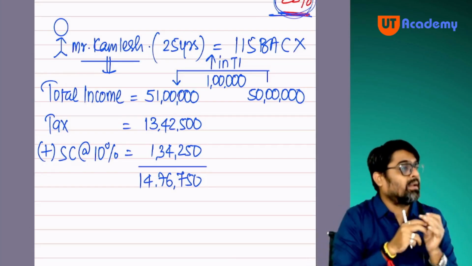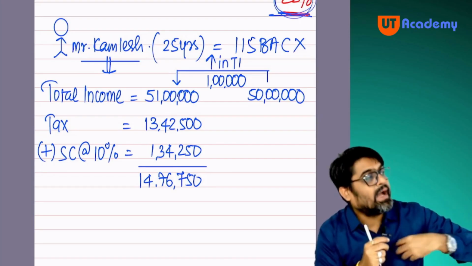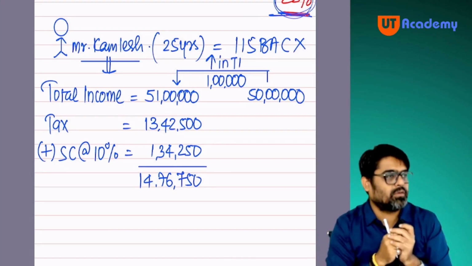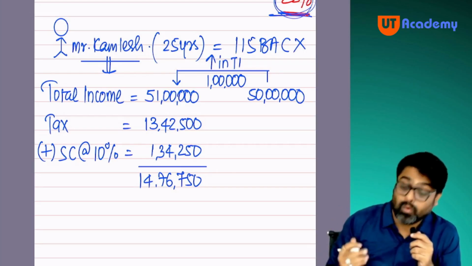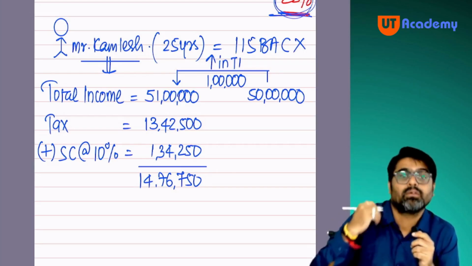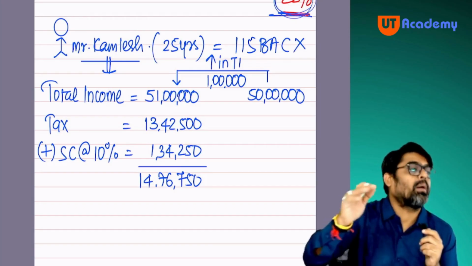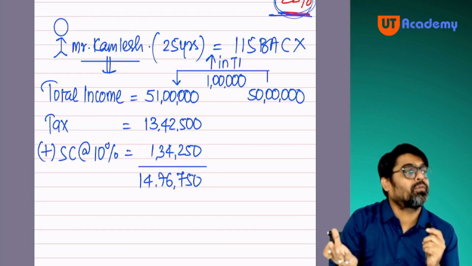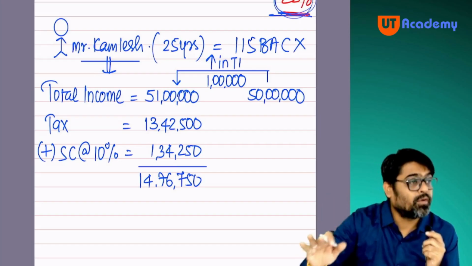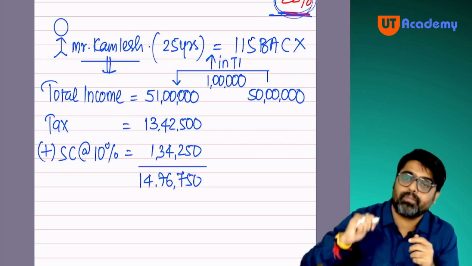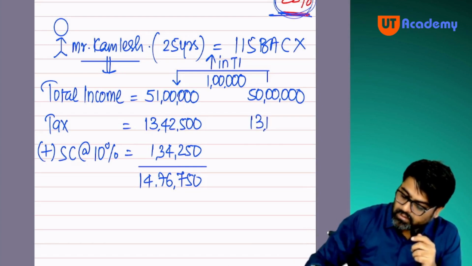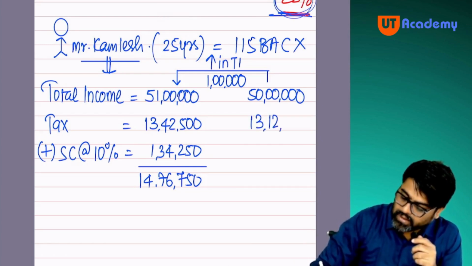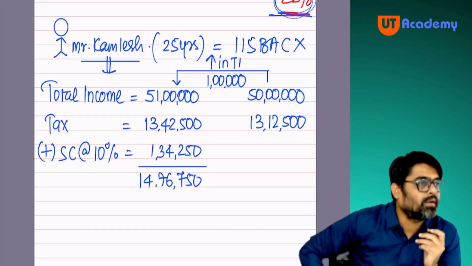So there is only an increase of 1 lakh in my total income. And because of that, along with tax, I am liable to pay surcharge also. And as a result of that, my total tax is how much? 14,76,000. So now Kamlesh will think, what if I would have earned only 50 lakhs? How much tax would I have paid? 13 lakh 12,500.